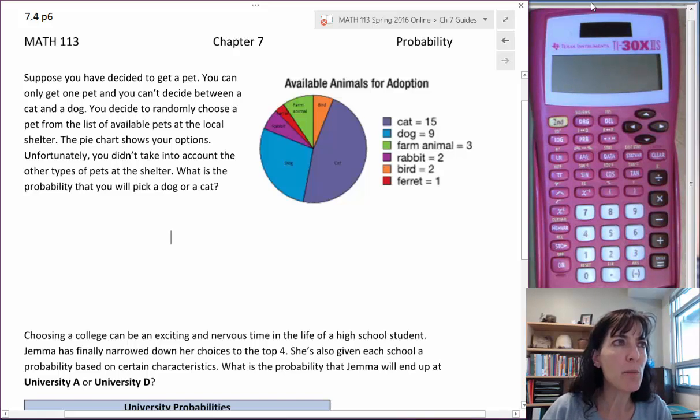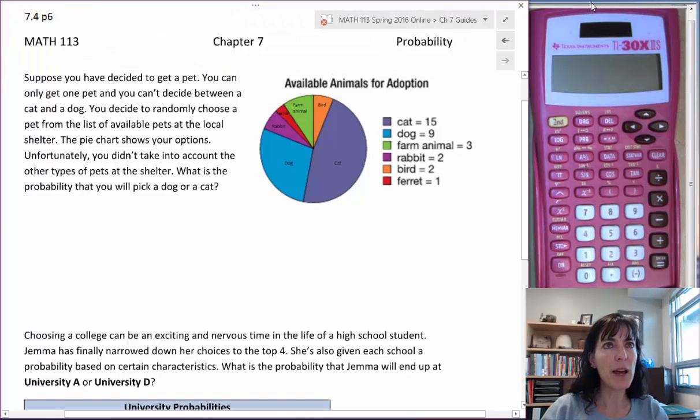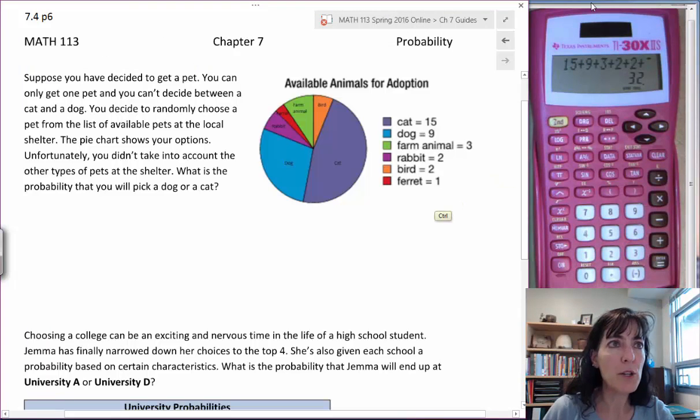And you can see there's a bird, farm animal, ferret, and a rabbit that are vying for your attention. And here are the numbers on the pie chart, because I know you can't tell from just reading the pie chart how many of each animal you have. The first thing that we have to do is figure out how many animals are at the shelter. And to do that, I am just going to add up, and I get 32 animals.